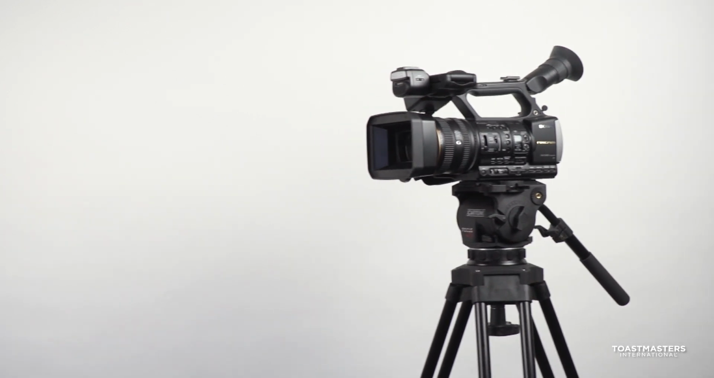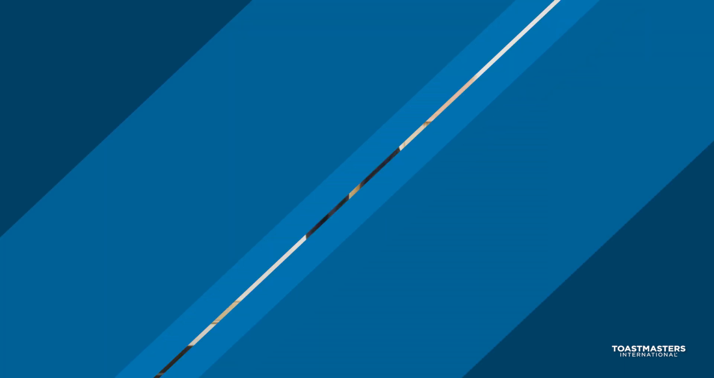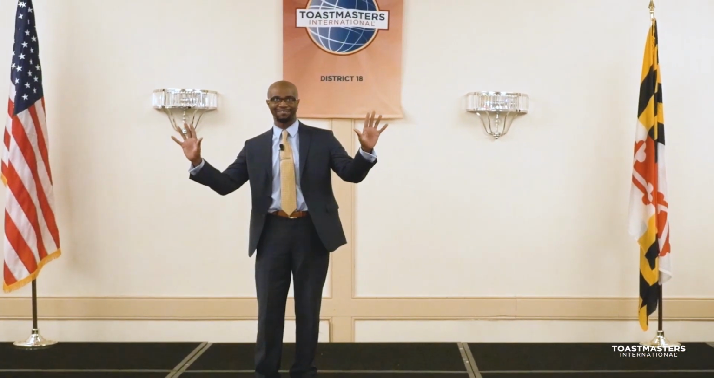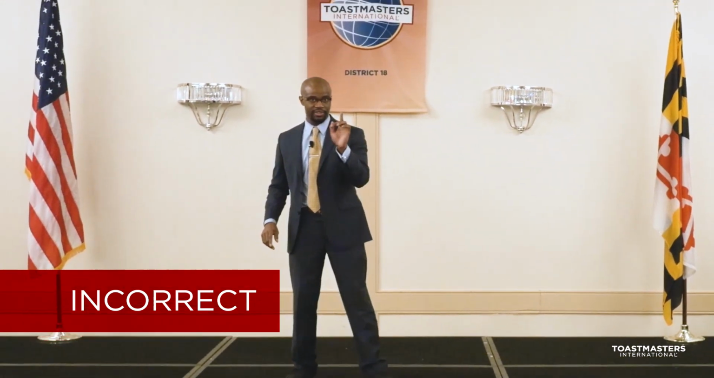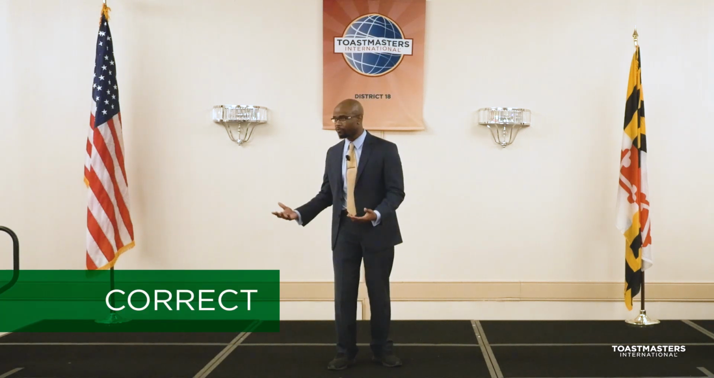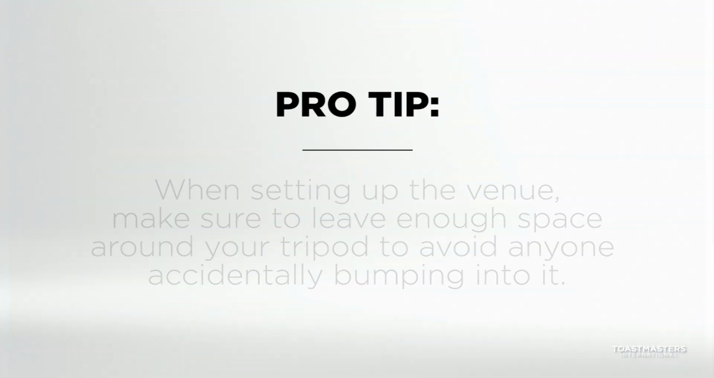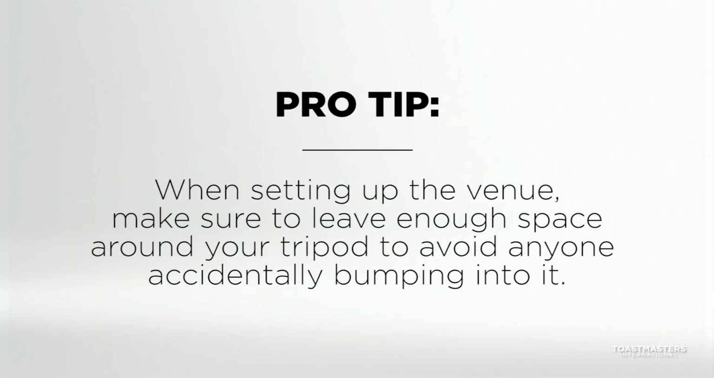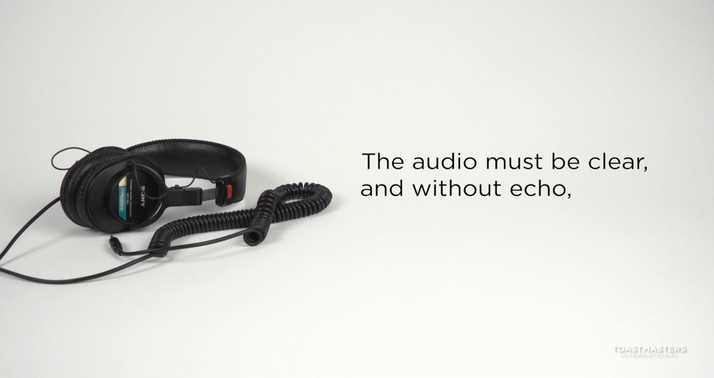Be sure your video is recorded in high definition with a single camera mounted on a tripod. As you can see in this clip, the footage is shaky, making it very difficult to watch. This can be easily prevented by mounting your camera on a tripod. Notice how stable and easy to watch this clip is, now that the camera is on a tripod. Pro tip: when setting up the venue, make sure to leave enough space around your tripod to avoid anyone accidentally bumping into it.